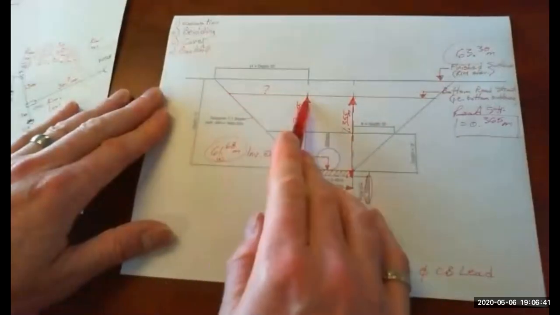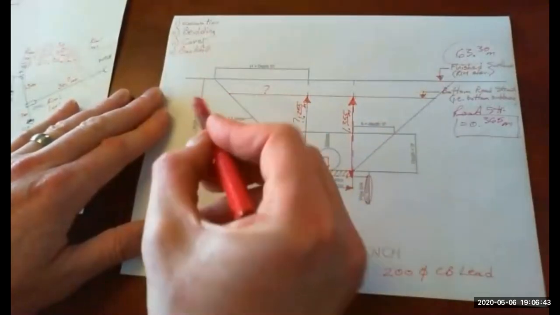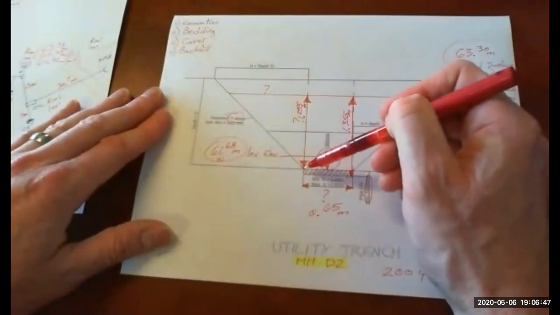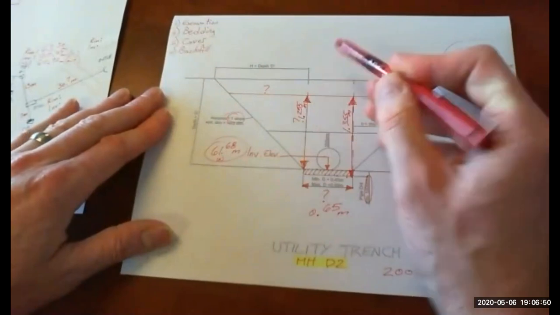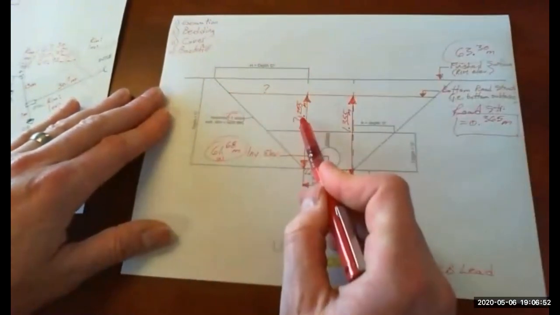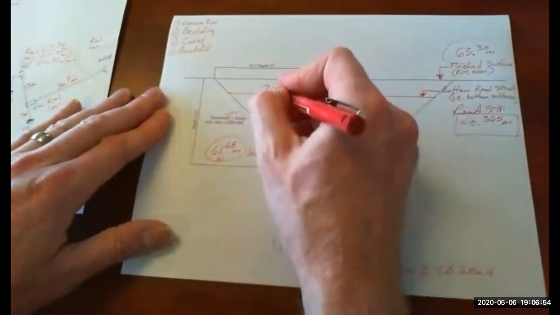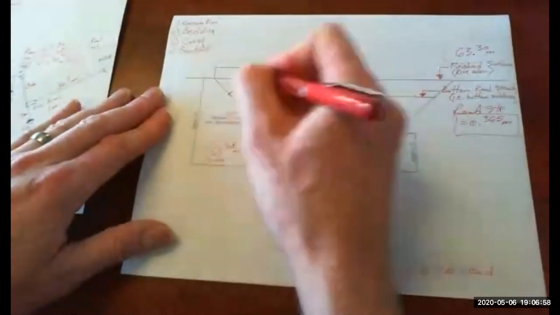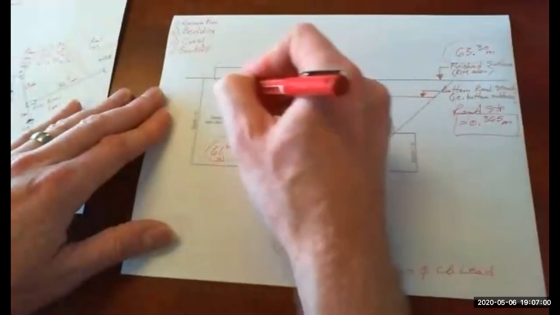So what's the width of our triangle? Again, we're still using 1-to-1 side slopes. So whatever the depth of the triangle is, that's also the width. So there's our depth, 1.255. So that's to there.